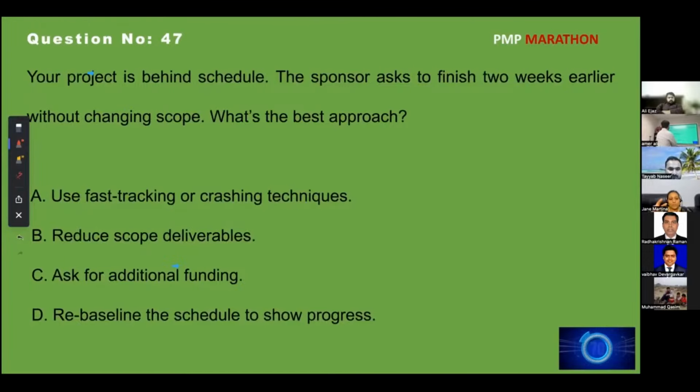Your project is behind schedule. The sponsor asked to finish 2 weeks earlier. What is the best course? Use fast tracking or crashing, reduce scope, or re-baseline the project schedule to show progress. We ask for schedule compression, and we have schedule compression techniques.